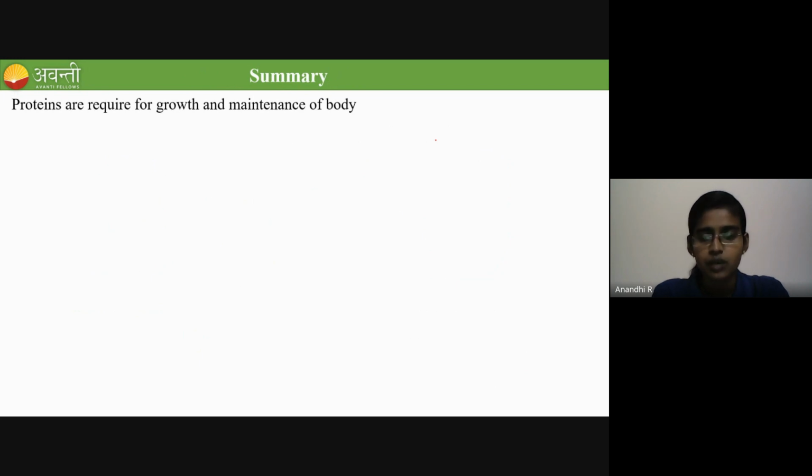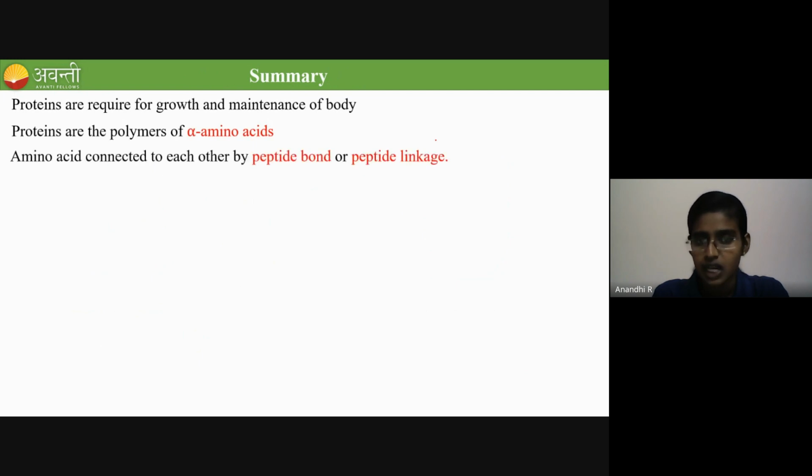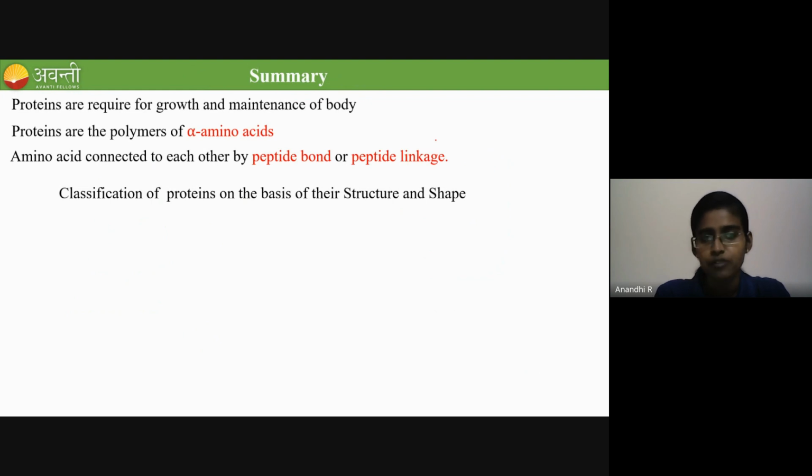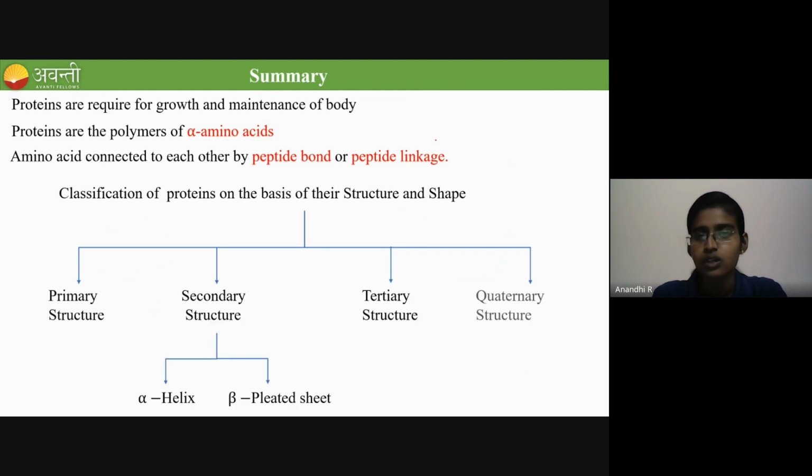So proteins are required for growth and maintenance. They consist of alpha amino acids, and peptide bonds or peptide linkages connect each amino acid, and they form a polypeptide chain. And we have classified this into 4 structures, and secondary consists of 2, alpha helix and beta pleated sheet. So this is protein, the second biomolecule.